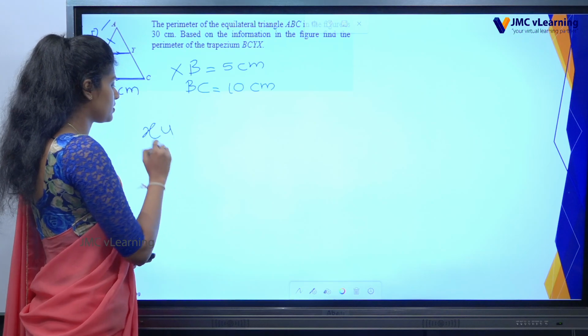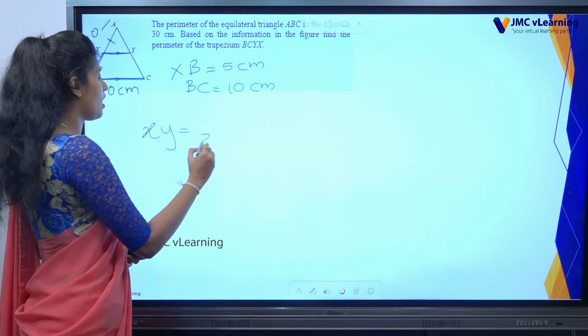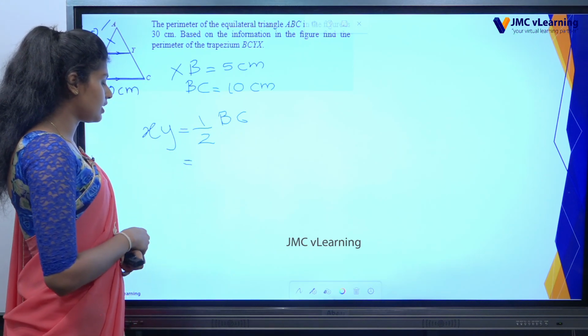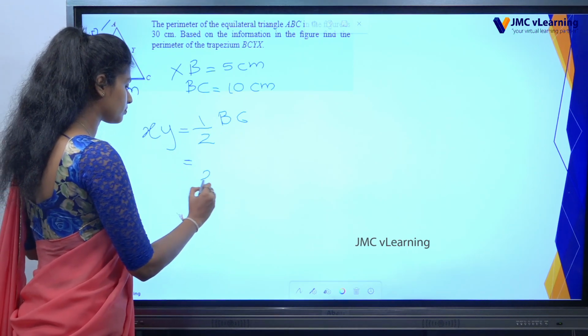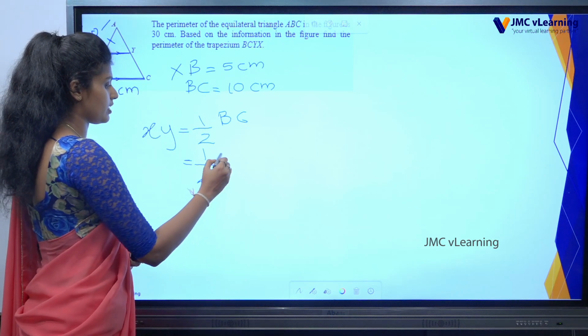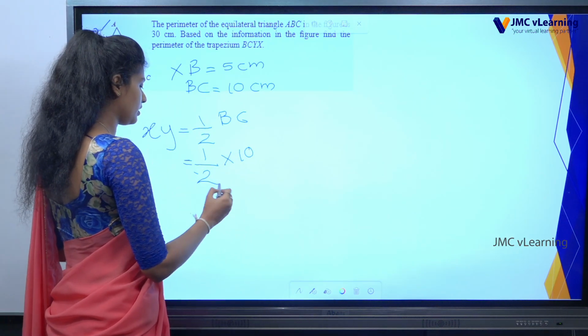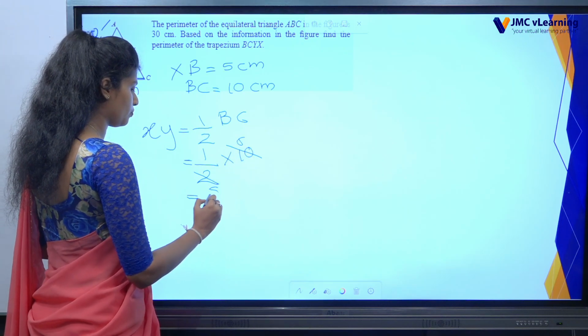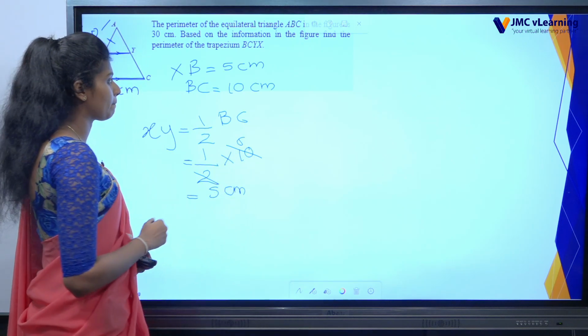To find the perimeter, we have to find the length of XY. Then XY is equal to half of BC. So, what's the length of XY? Then BC is 10 centimeter. So, XY length is 5 centimeter.